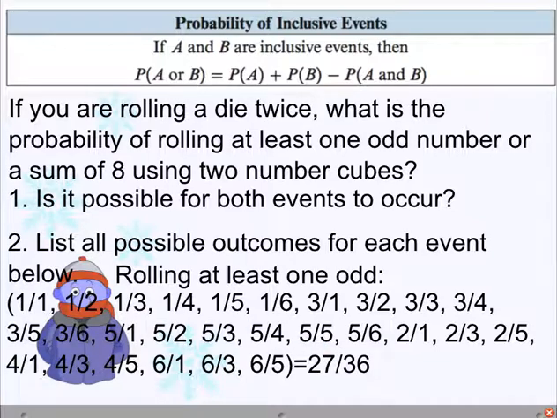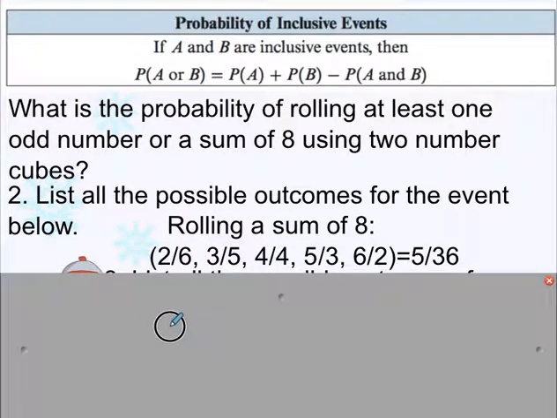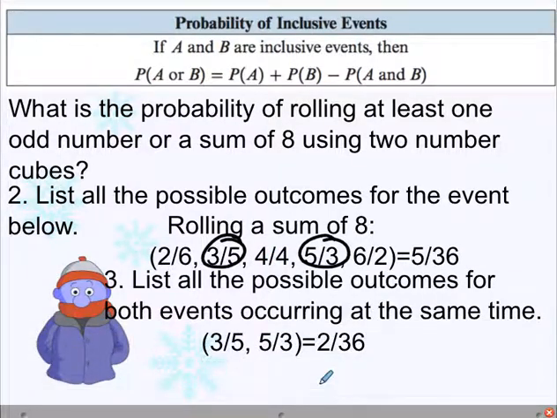Now let's think about how do we get a sum of 8? Well, that comes by doing 2 and 6, 3 and 5, 4 and 4, 5 and 3, 6 and 2. And those are 5 possibilities out of 36. But if we look at these, 3 and 5, 5 and 3, well, those were in my last list as well. Those are ones that occur for both of them. They're both odd numbers and they are a sum of 8, which means that's my 2 out of 36 that I am going to subtract.